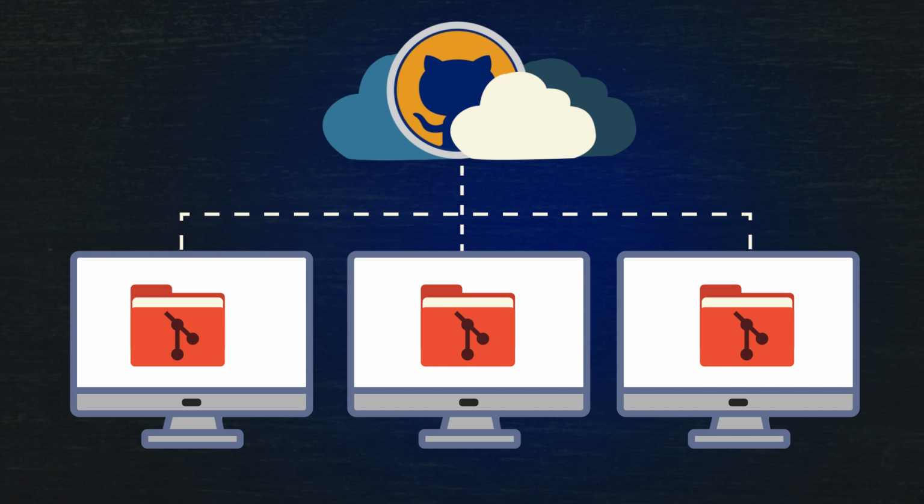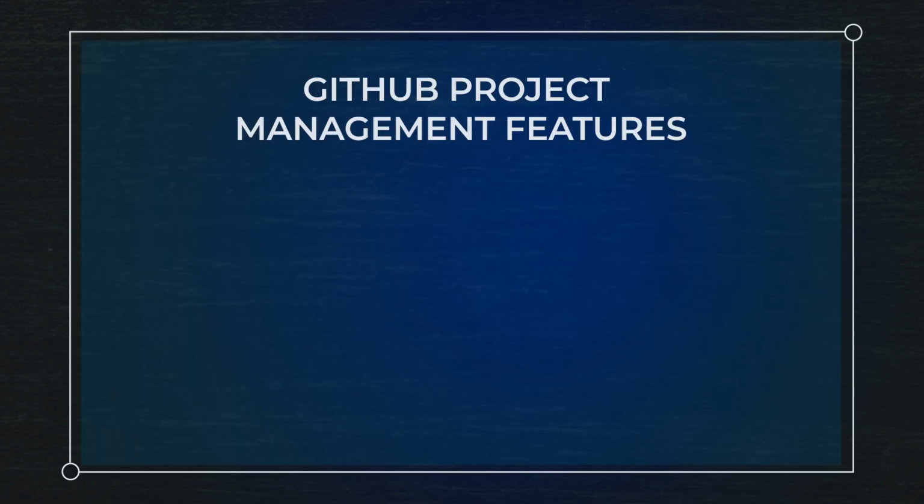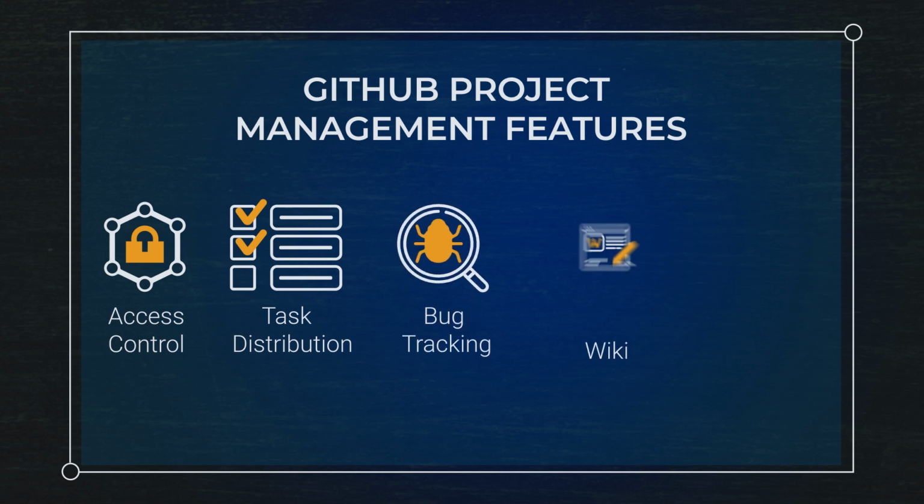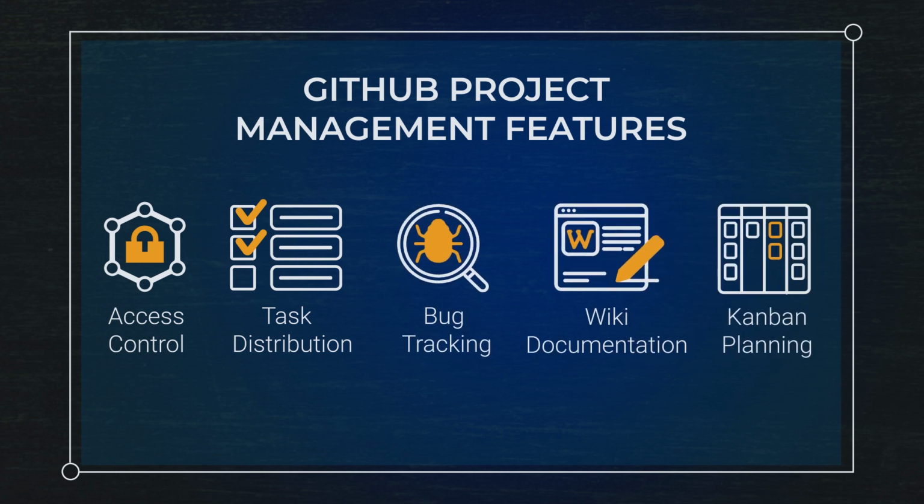GitHub also provides several project management features related to computational workflows. For example, access control, task distribution, bug tracking, wiki documentation, and Kanban planning. For now, we'll simply discuss the remote hosting features of file distribution and collaboration.